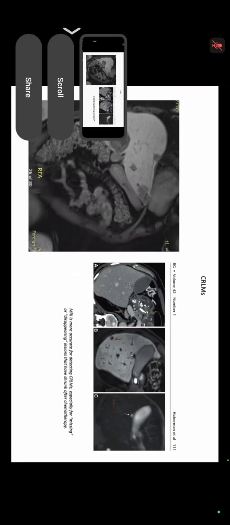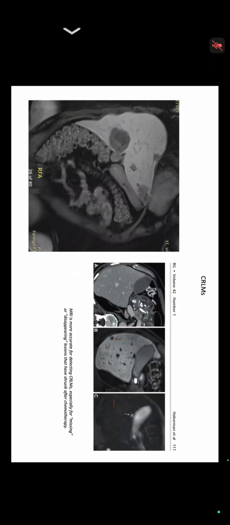So this is to show the importance of MRI in colorectal liver mets. This CT in A shows a single lesion near the gallbladder, but in the MRI we can see another lesion on the surface of segment 6. So that's why MRI is more accurate for colorectal.